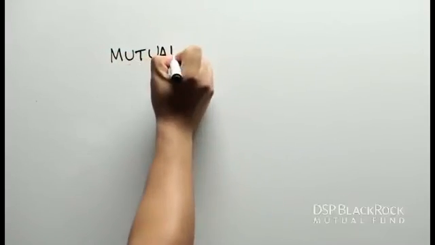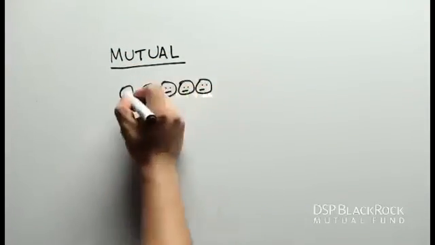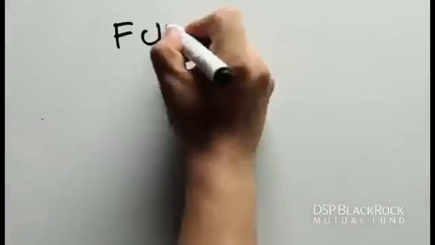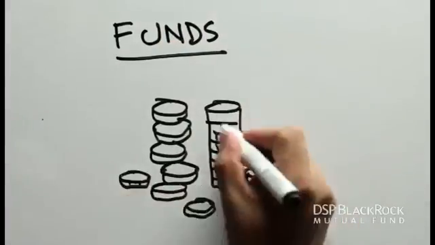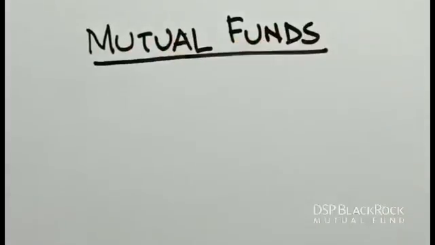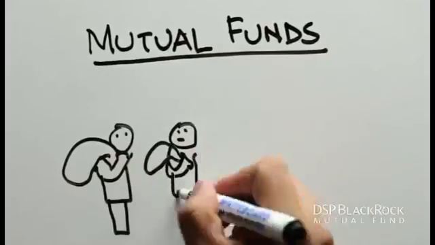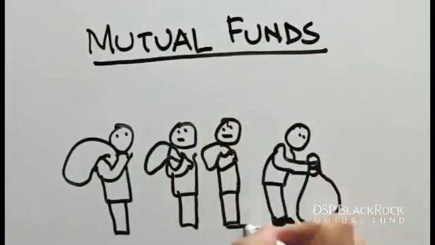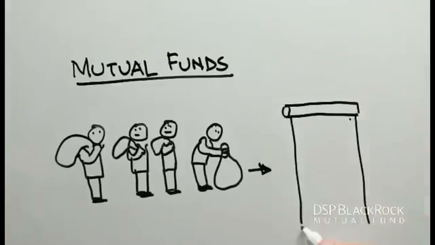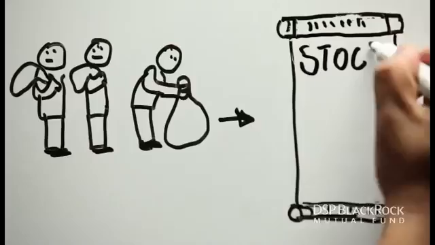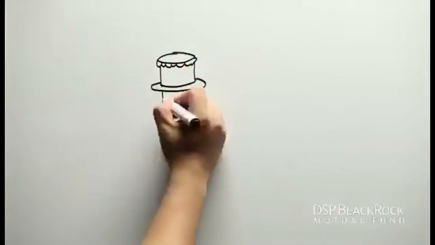What is a mutual fund? The word mutual implies a group of people coming together, and funds means pooling of money. Therefore, the term mutual funds suggests a group of people putting their money together to buy stocks and bonds, or in some cases, a combination of both.